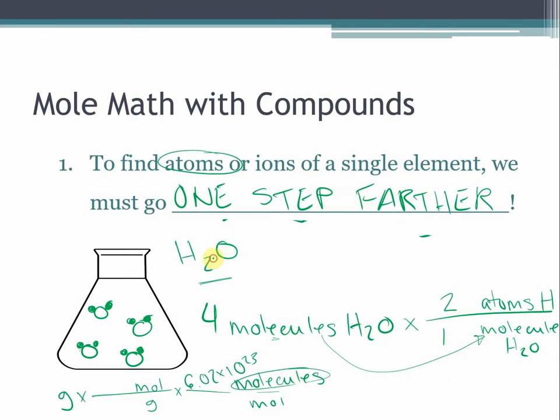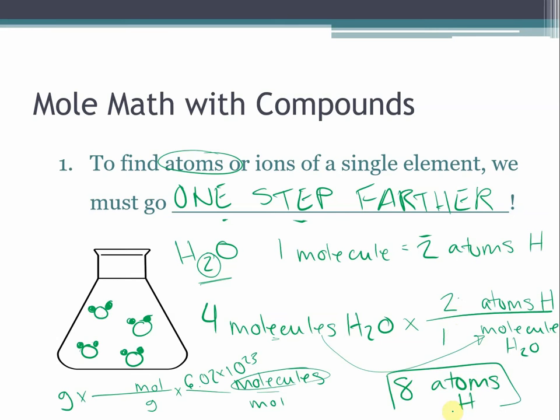You can see that from the formula. H2O means that for every 1 molecule, there are 2 atoms, specifically of hydrogen. So then 4 molecules times 2 over 1 gives us 8 atoms of hydrogen. And you are probably thinking, yes, Miss Childs, of course, we get it. We could have just counted them, 1, 2, 3, 4, 5, 6, 7, 8. But that's for 4 molecules.